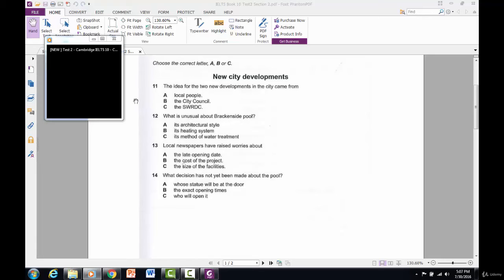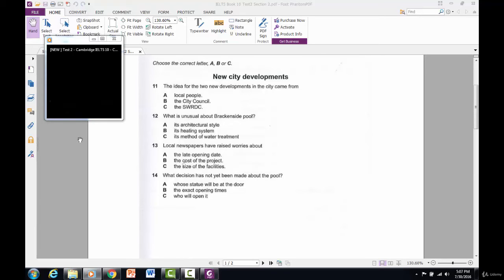However, keep listening, and you're going to hear them mention the City Council, mention SWRDC, but when they mentioned them, they said nothing about an idea coming from them. That's why understanding the keywords in the question is so important.